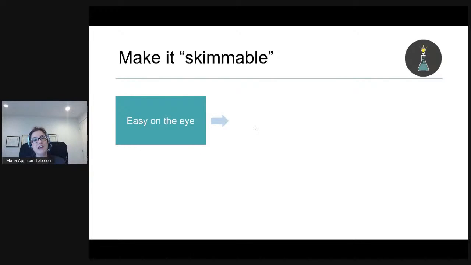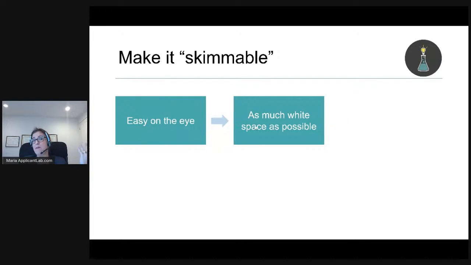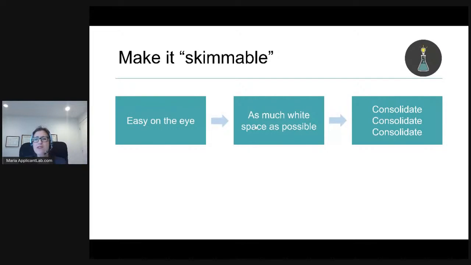You want it to be easy on the eye. Easy on the eye means as much white space as possible. And how do you get white space? Sometimes people are like, my current resume is 2 pages long and there is no way to get it down to 1 page. There is always a way to get it down to 1 page. And one of the best ways to do that is to consolidate, and smush pieces together.